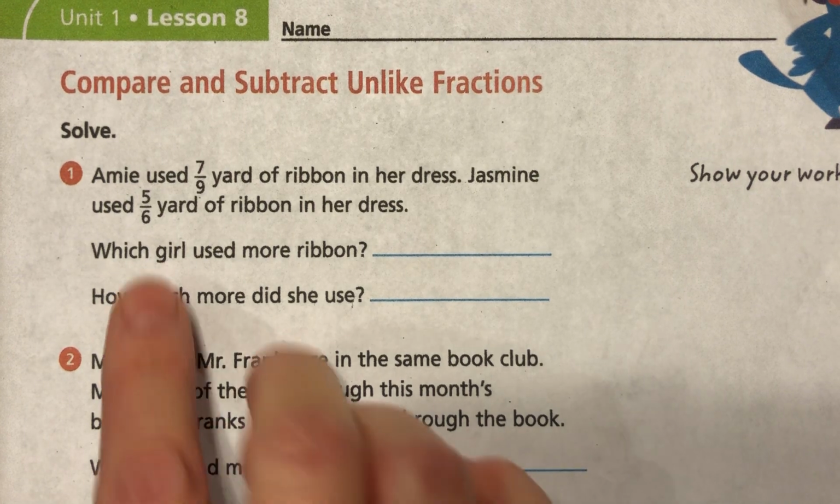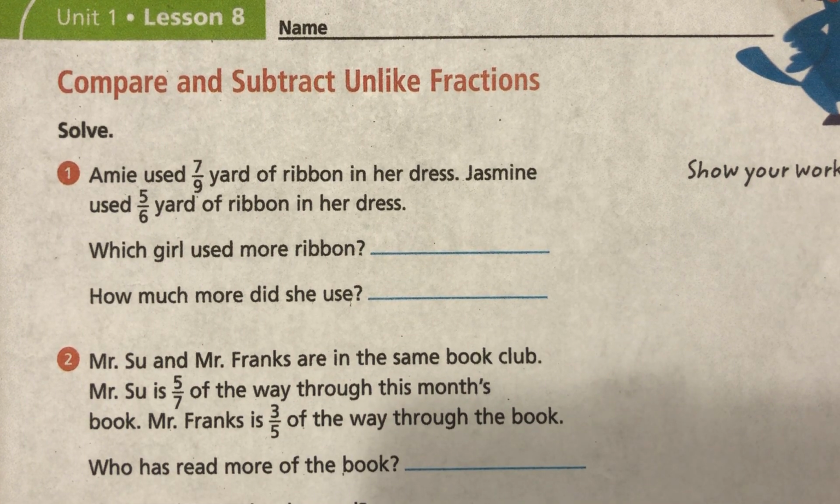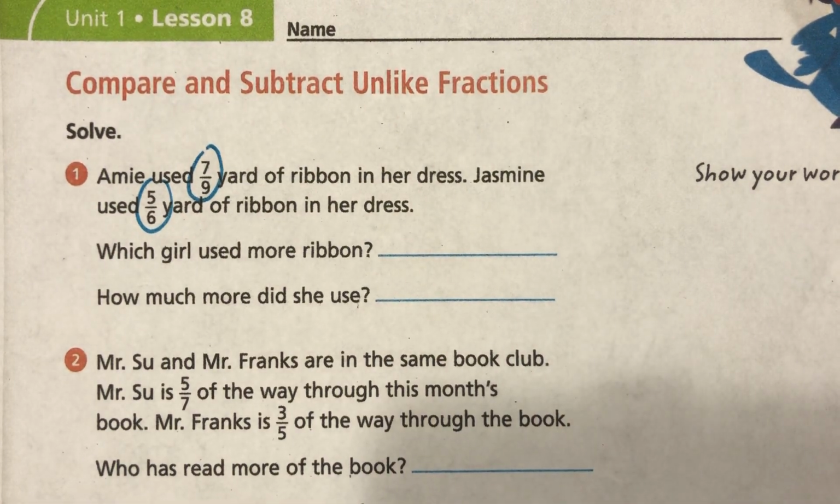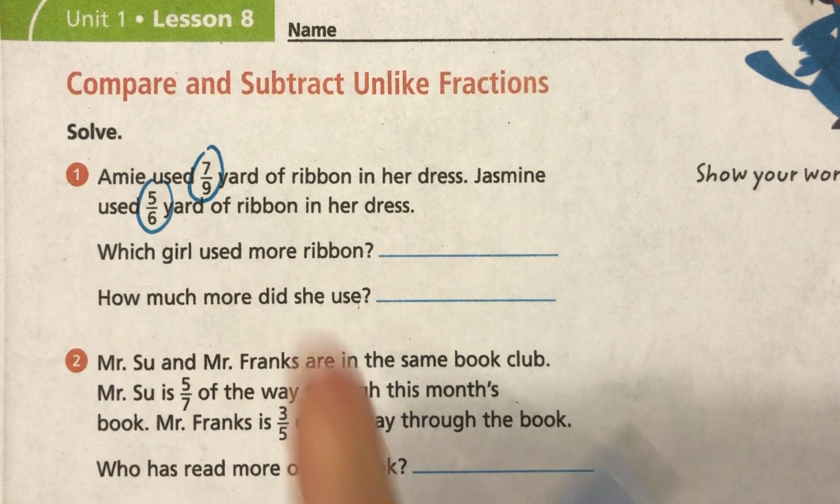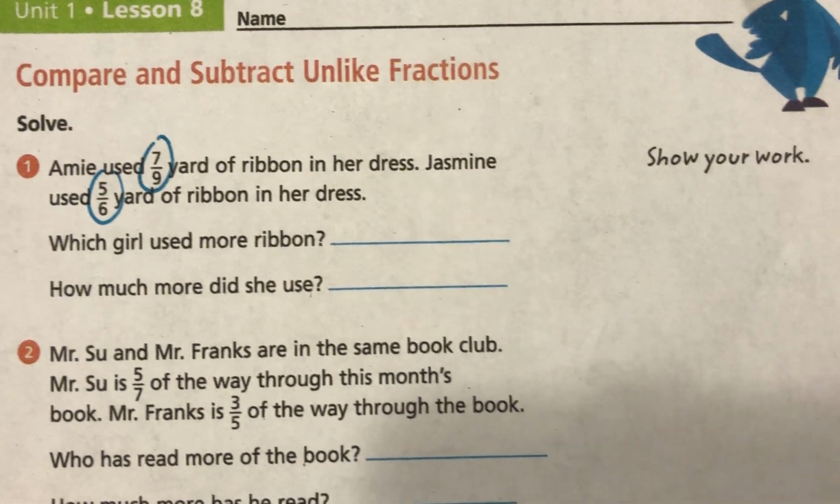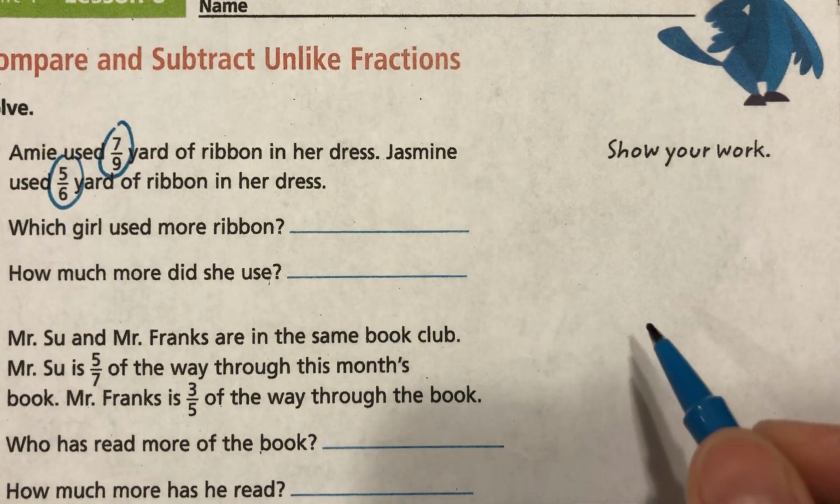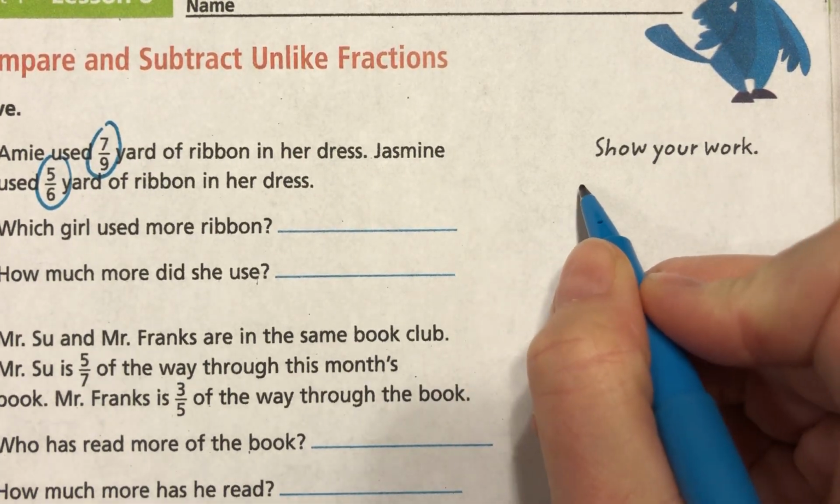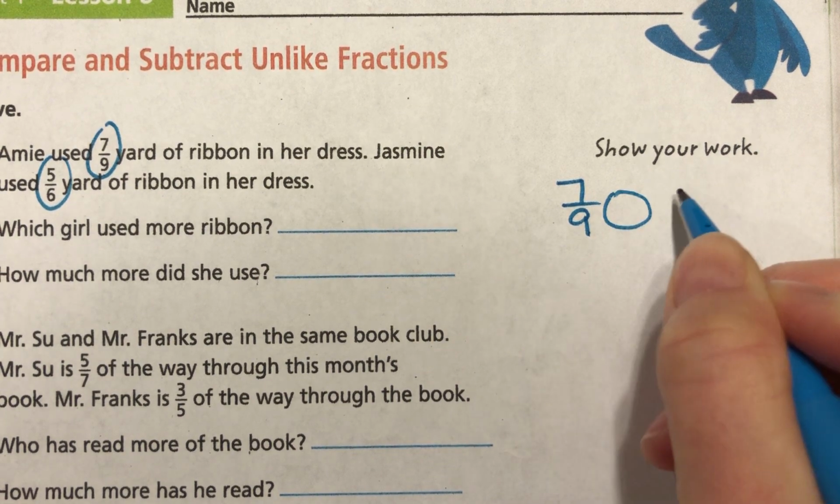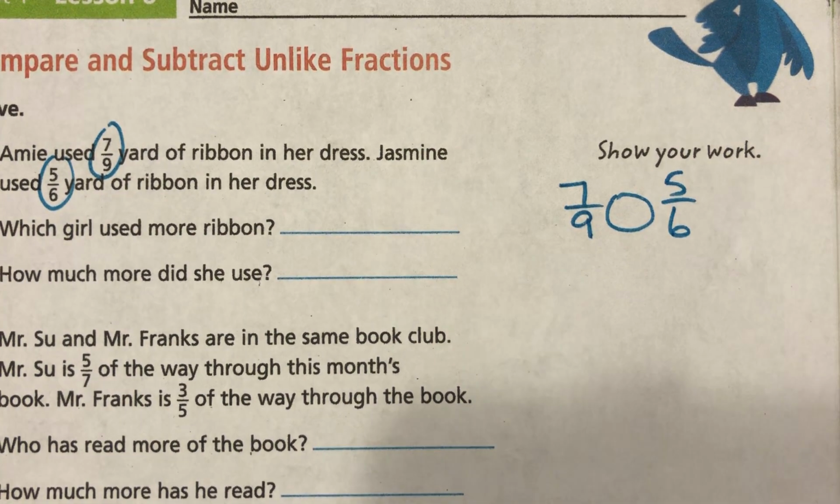All right, so the first one says Amy used 7/9 of a yard of ribbon in her dress, and Jasmine used 5/6 of a yard of ribbon in her dress. The first question says, which girl used more ribbon? So if I'm trying to figure out which girl used more, yes, that is a comparison problem. So over here, I'm gonna write my work. I wanna compare 7/9 with 5/6.